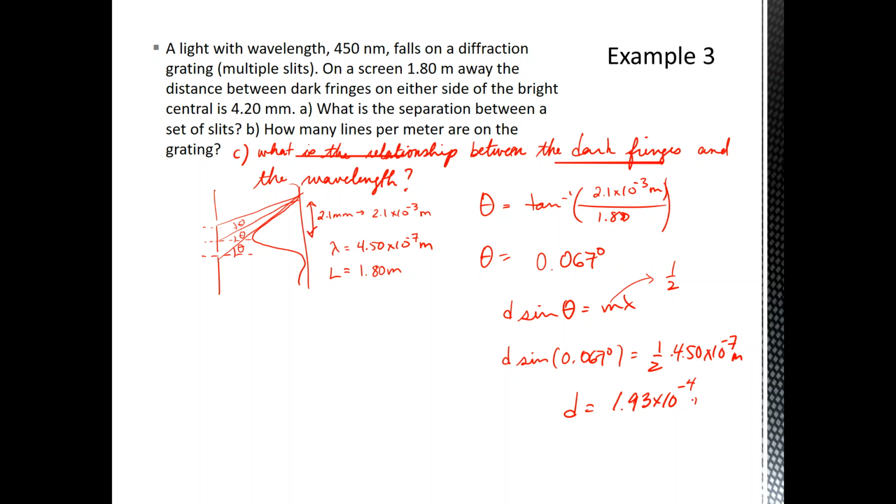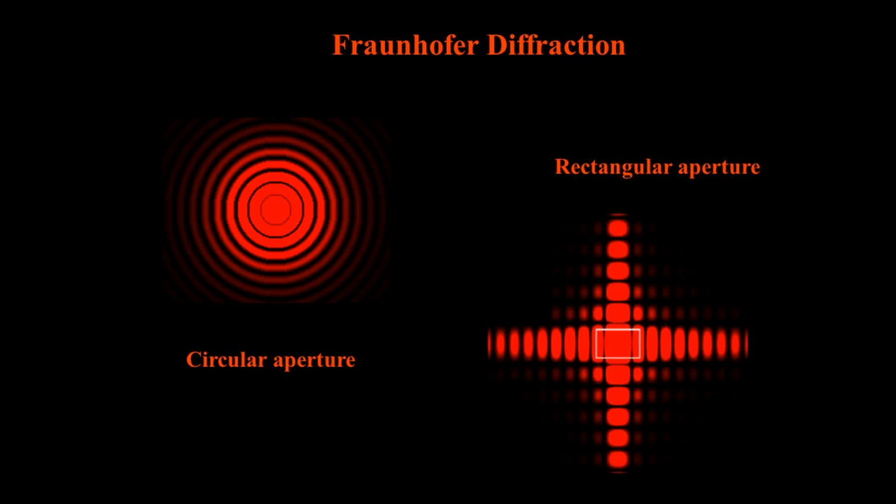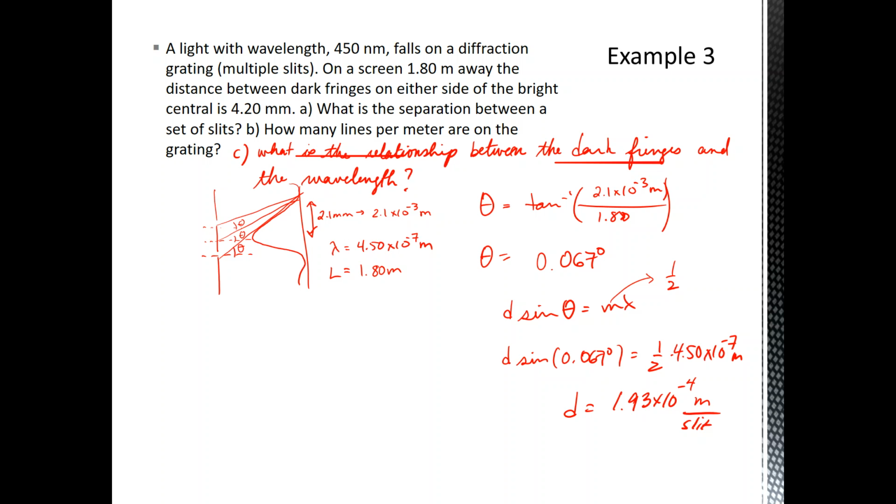Perfect. So this is my distance, this is my size per slit, right? So if I were to solve this, my d represents how wide apart each slit is, right? And if I wanted to know how many slits there are per meter, I would just have to do the inverse of this, right? So 1 over d would give me my gradient. All right, so let's do that.